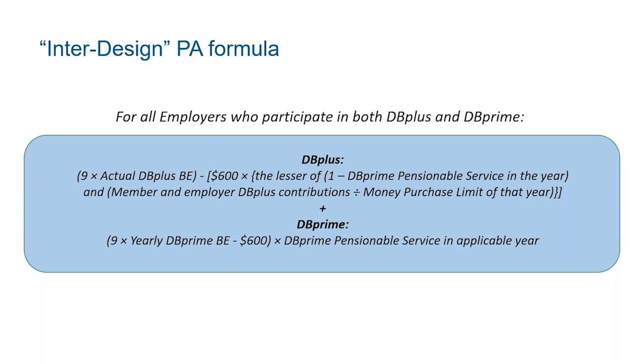You may ask, why not simply calculate two PAs, one for the DB plus portion of the year and another for the DB prime portion, and add them together? The problem with that is that for members with high earnings, this may result in a total PA offset between the two portions of the calculations that may exceed $600. However, the ITA stipulates that the total PA offset that a member receives cannot be more than $600.